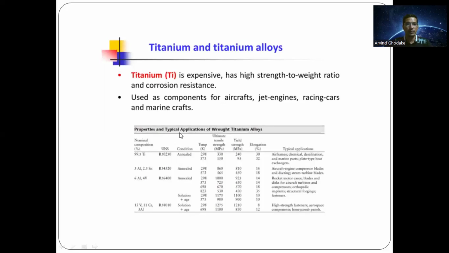Then here some properties and typical applications of wrought titanium alloys are given. 99.5% titanium, condition is annealed. The applications are aircraft, airframes, aircraft frames, chemical, marine applications, heat exchangers, etc. Similarly, 5Al2.5Sn, 6Al4V, that is aluminum, vanadium, titanium alloy. The temperature and applications are given here. Then percentage of elongation, ultimate tensile strength and yield strength are given. And here temperature in degrees Kelvin is also given.